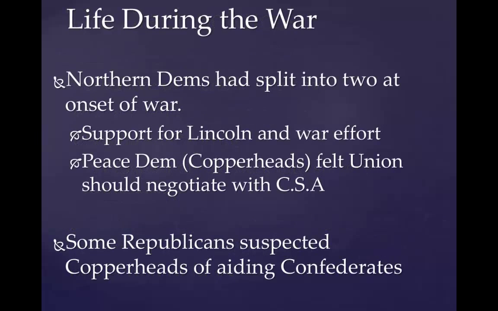So you did have the two parties in the North, right? You did have Northern Democrats in addition to the Republicans, even though the Republicans were the big party that won the last election here. But the Democrats had kind of split into two camps at the beginning of the war, and many of them supported Lincoln and the war effort. But you also had the peaceful Dems, as they would call themselves, and they became known as the Copperheads. And they really felt that the Union should actually negotiate with the Confederates.